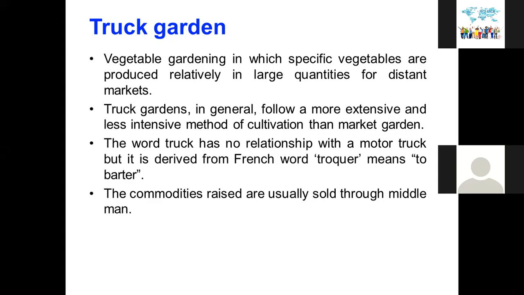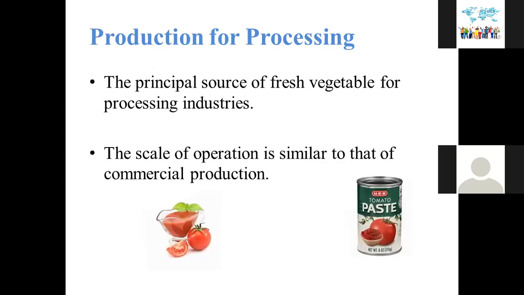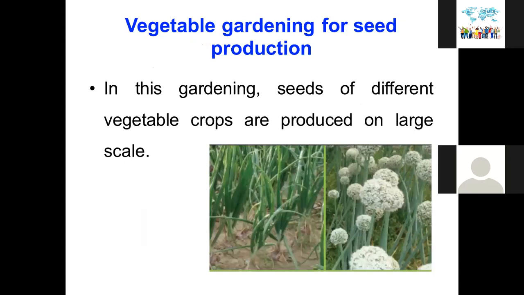But this type of gardening is similar to market gardening. But the difference is that the vegetables are produced relatively in large quantities for far away, distant markets. Okay, so when you are producing vegetables for distant markets, then that is truck gardening. We also looked at commercial gardening, processing gardening, and vegetable forcing.